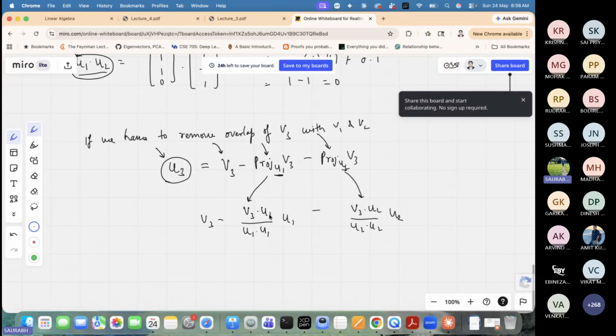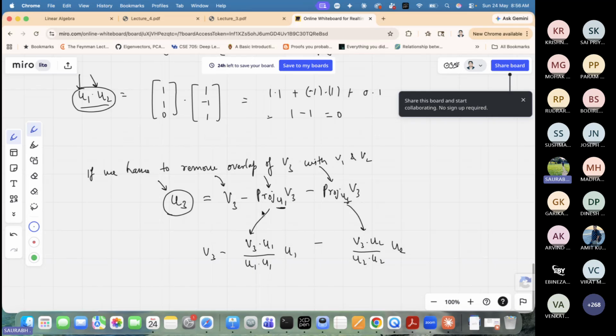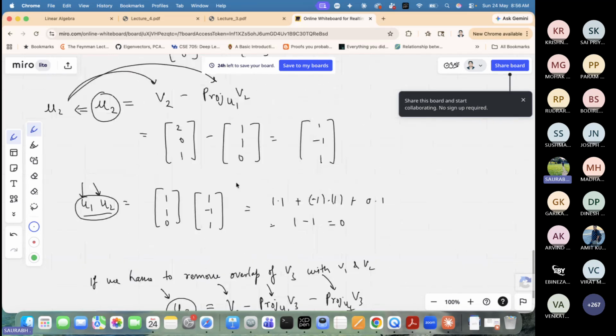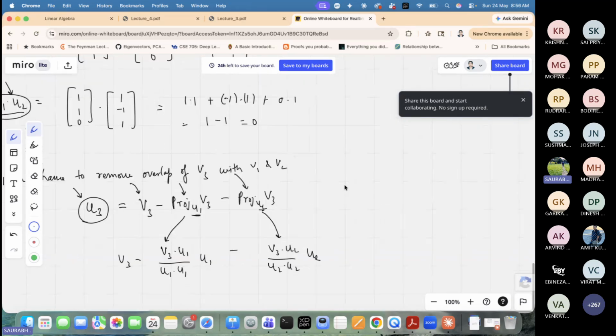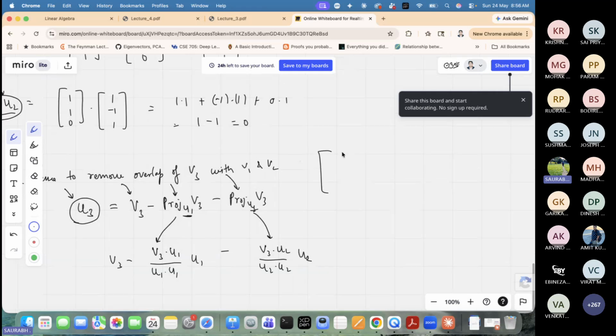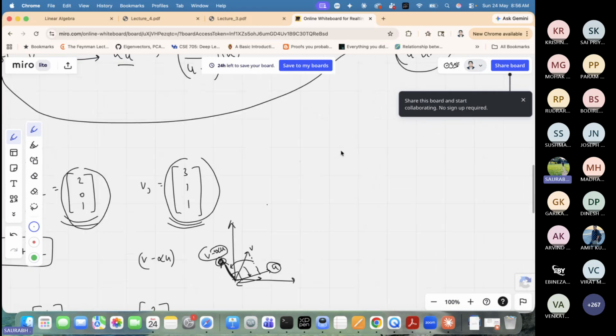Now V3 dot U1 is, if you look into the vector, let me write the vector here so that it becomes convenient for us. V3 vector is 3 1 1.